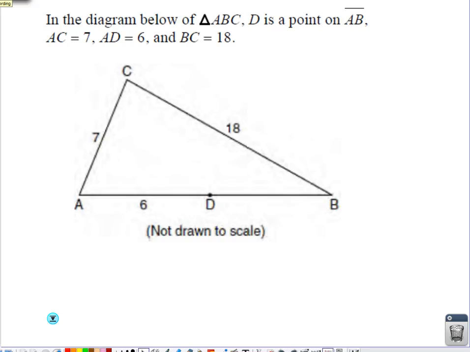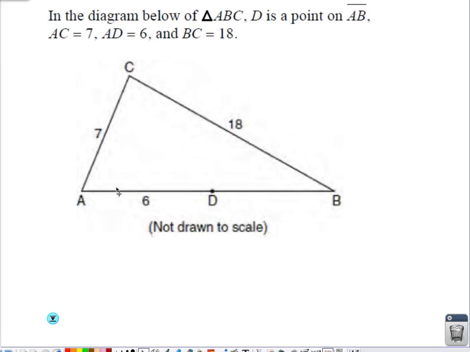In the diagram below, still triangle ABC, D is a point on AB. AC is 7, you're given that. AD is 6, and BC is 18. We're asked to find out what are some possible values of DB. For some reason I cut off the question. What has to be true about the three sides?